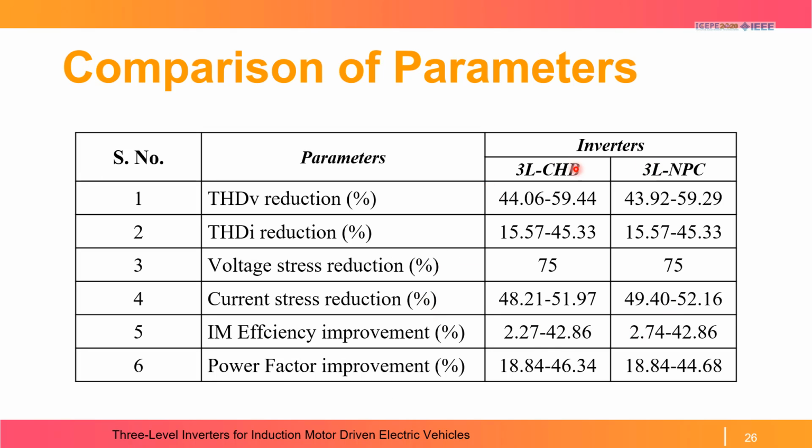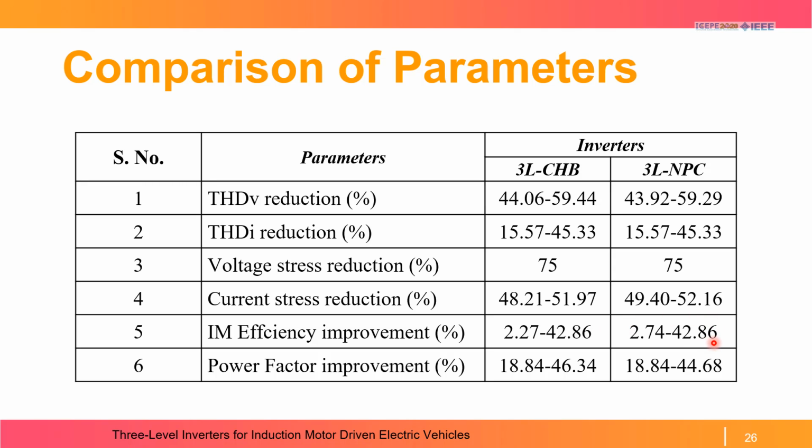These are the comparisons carried out from the previous results. There is a 44 to 59% reduction in THD with the 3-level CHB, while it is around 43.92 to 59.29% with the 3-level NPC. There is a 50.57 to 45.33% THD reduction in current, and there is a 75% reduction in voltage stress with these two inverters. There is around a 49.40 to 52.16% reduction in the 3-level NPC inverter, which is a little bit higher than the 3-level CHB.